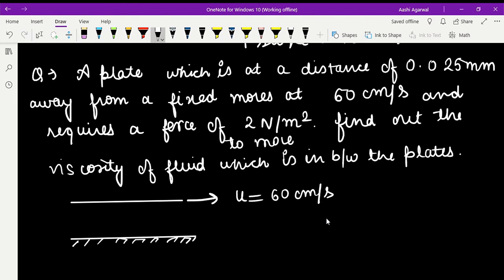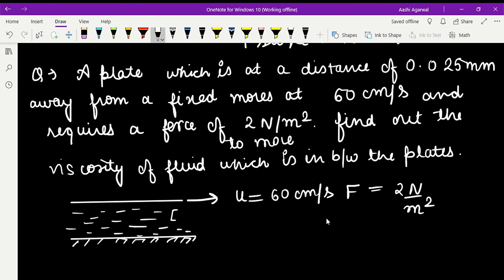So this is the velocity with which this plate is moving, and to make this plate move at this much velocity, the force that you need is 2 Newton per meter square. There is a fluid which is offering resistance to this plate, because fluid has some viscosity and the plate is moving, so fluid will be offering some resistance to this movement because fluid is not inviscid, fluid is having some viscosity.